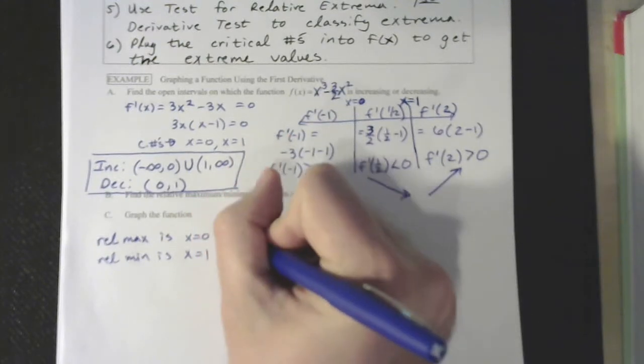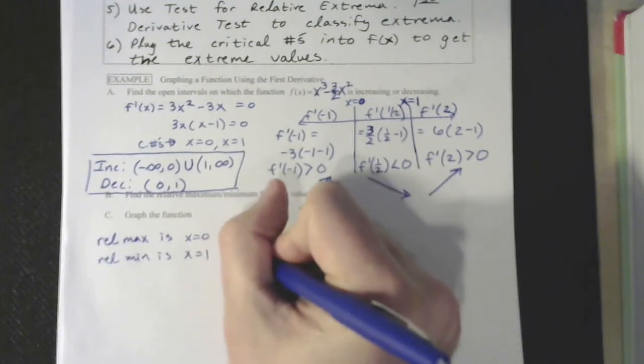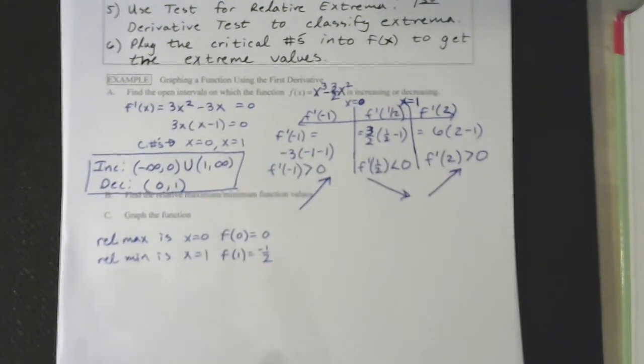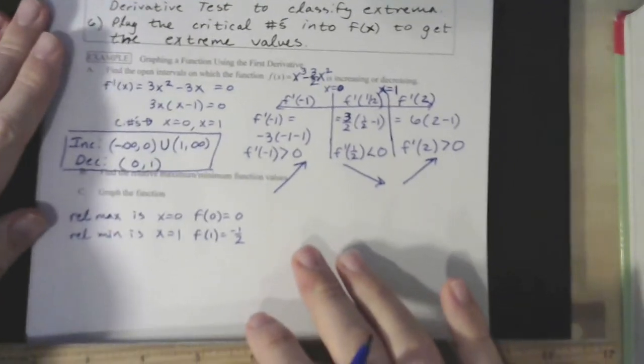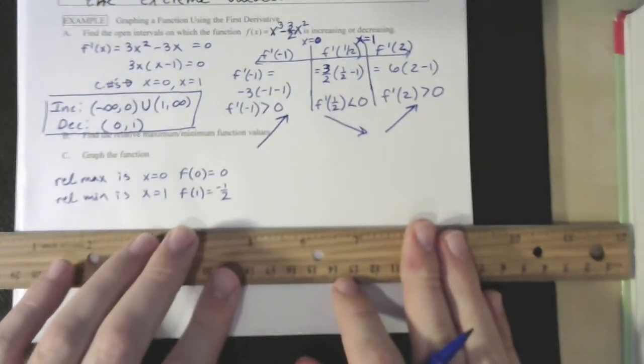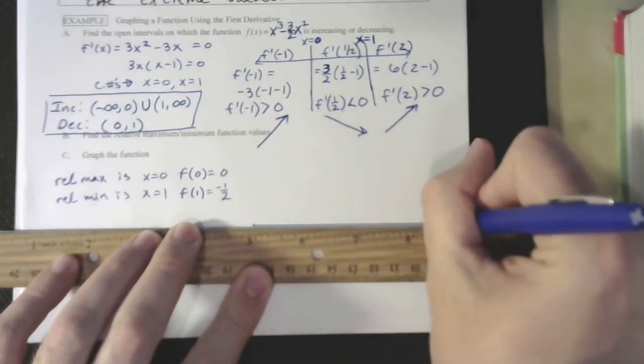So we need our f of 0, which is going to be 0, and our f of 1, which is going to be negative 1/2. So this gives us our points. So now in part C, we can graph. Now this is sketching, more or less, before we get to the big graphing section in a couple sections.